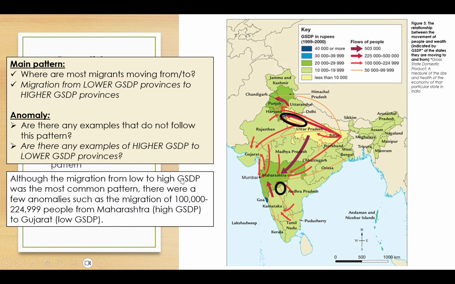So although the migration from low to high GSDP states was the most common pattern, there were a few anomalies such as the migration of 100,000 to 224,999 people from Maharashtra, high GSDP, to Gujarat, lower GSDP.